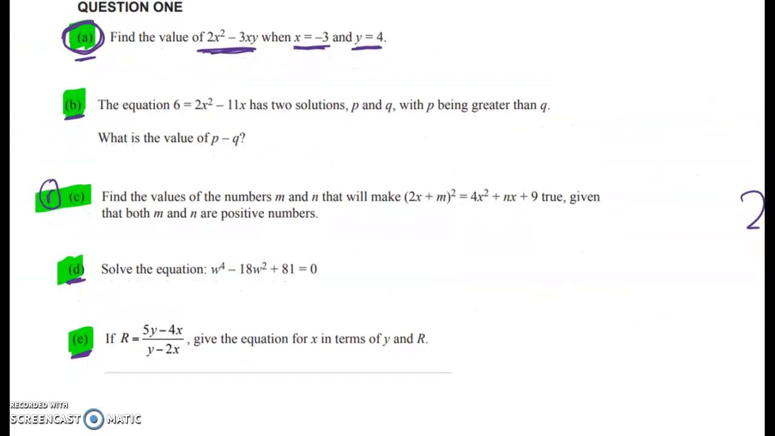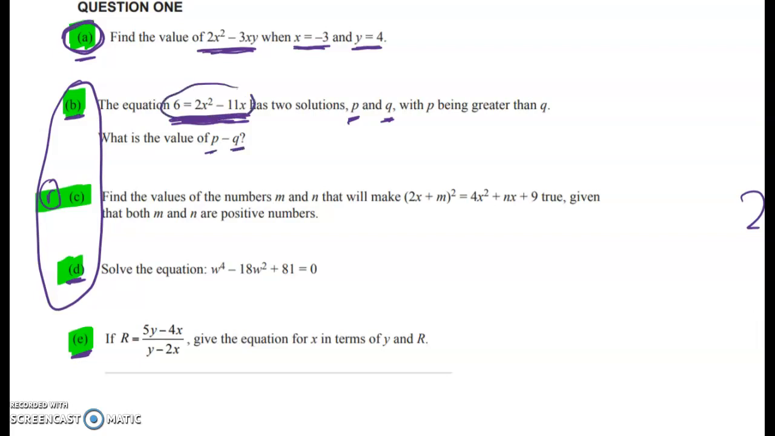Okay, on to the next question. So the next 3 are all examples of quadratic equations. And this one is a straightforward quadratic, except that it doesn't equal 0 yet. And we're told that we've got this equation and it's got 2 solutions, and those 2 solutions are P and Q. And P is the big one. We have to work out the value of the big solution minus the value of the little solution.